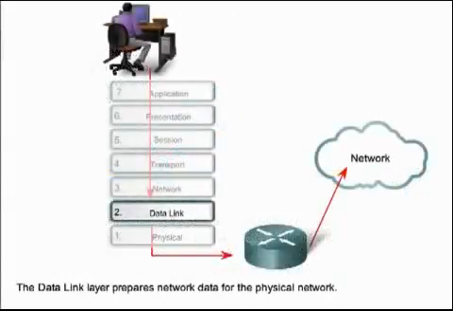The data link layer exists as a connecting layer between the software processes of the layers above it and the physical layer below it. It relieves the upper layers from the responsibility of putting data on the network and receiving data from the network.